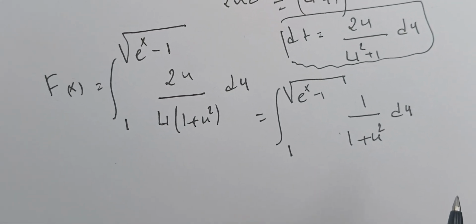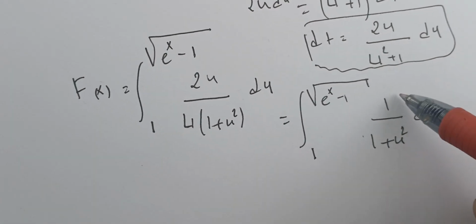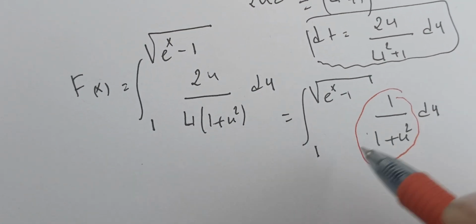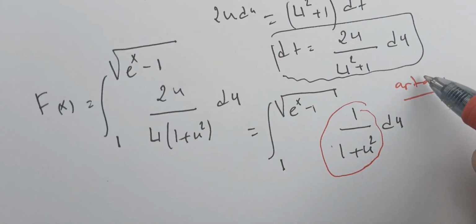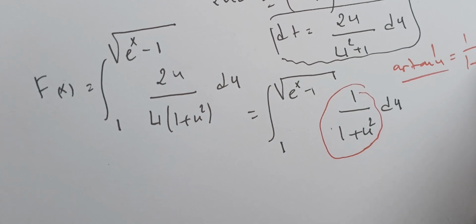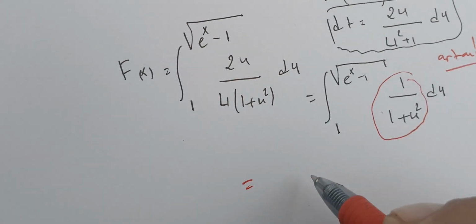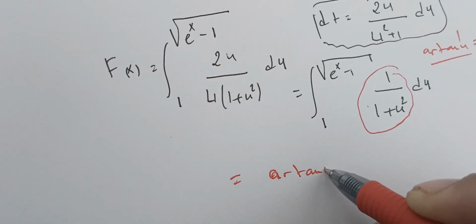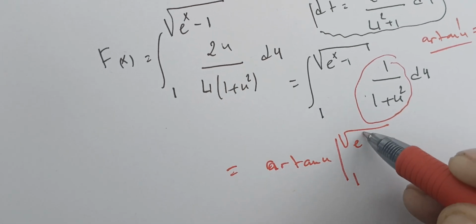Now we have a key idea here about the primitive. We know a primitive of this one, which is the arctangent of u. If we differentiate the arctangent, we're going to have 1 over 1 plus u squared. Therefore, this is the primitive, and we're going to use this one here. So we have the arctangent of u evaluated between 1 and the square root of e to the power x minus 1.